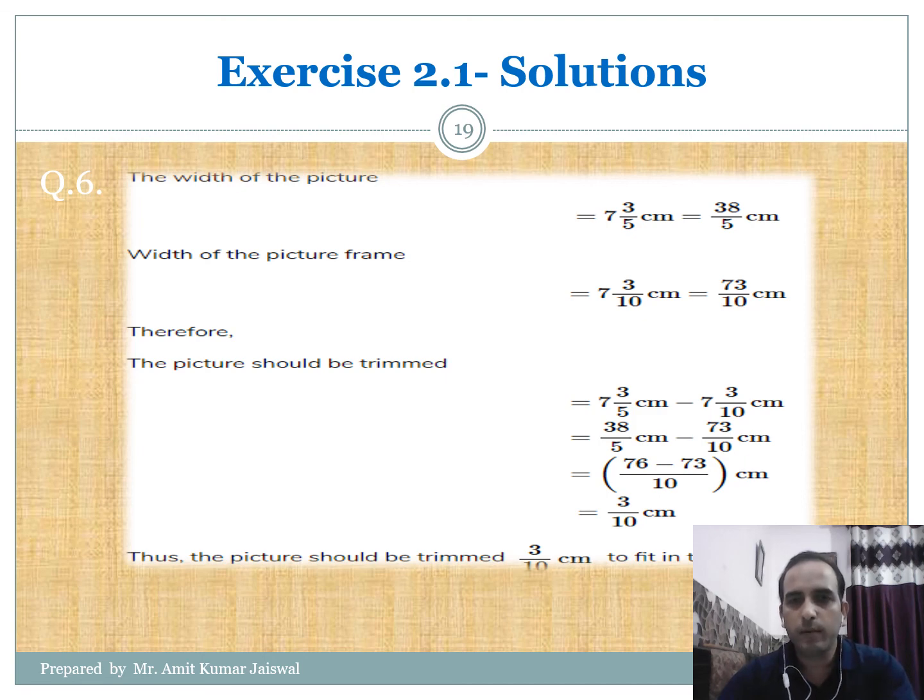By subtracting both the values here, we can get how much width or part of the picture is to be trimmed. So we get the difference of both the fractions. The mixed fraction got converted into improper again, 7 plus 3 upon 5 gives 38 upon 5, and again 7 3 upon 10. So you add 7 plus 3 by 10 and the improper fraction becomes 73 upon 10. So finally the width that is to be trimmed is 3 upon 10 centimeter of the picture. I hope now you have the clarity of this solution.